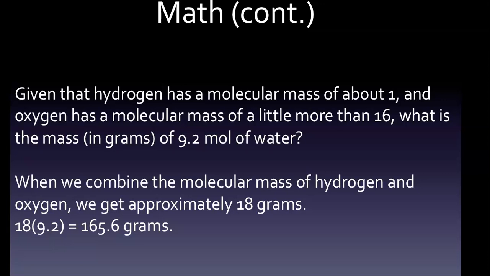And the last one here, given that hydrogen has a molecular mass of about 1, oxygen has a molecular mass of a little more than 16, what is the mass in grams of 9.2 of water? When we combine the molecular mass of hydrogen and oxygen, we're going to get approximately 18 grams. Just recognize that it says molecular mass of about 1, molecular mass of a little more than 16. So we know it's certainly more than 17, so we're just rounding it to somewhere around 18 because that's all the information we have to work with.